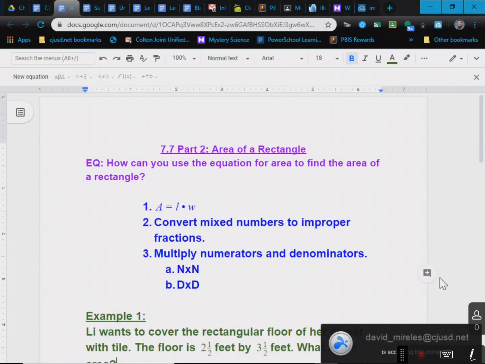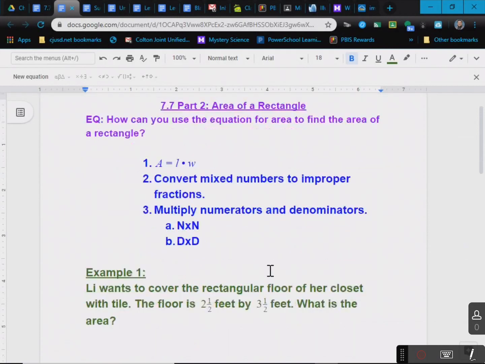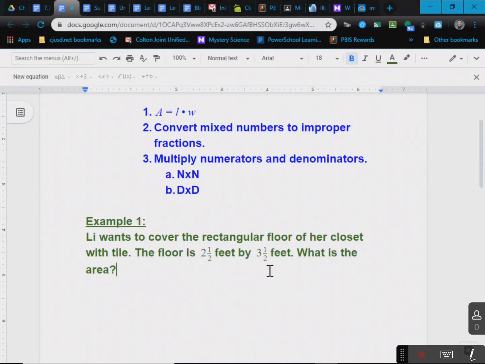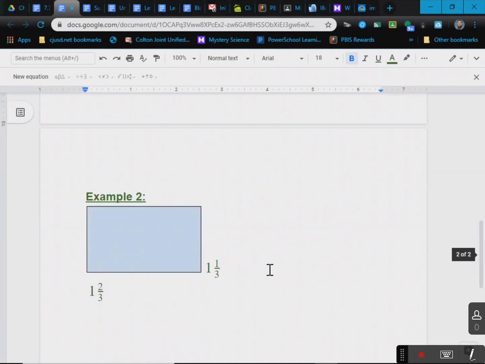Now this isn't part 2 in your book, but this is an extension on something that we've already learned about. I want you to write the examples and write the 3 steps. So there's the 3 steps in one example. You can pause. There's a second example.